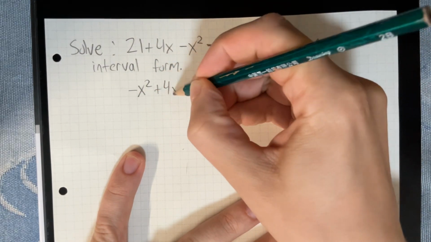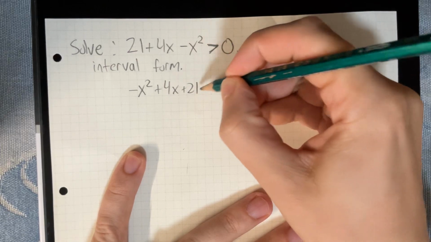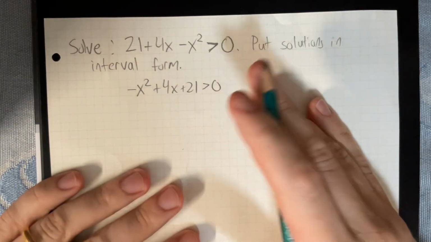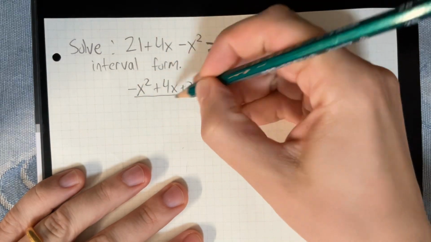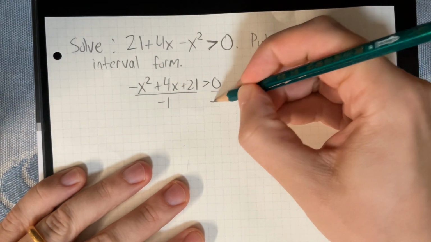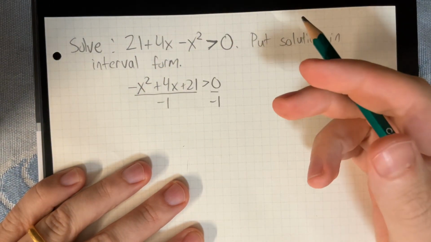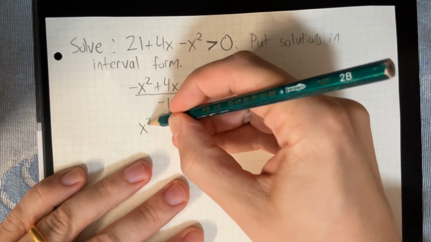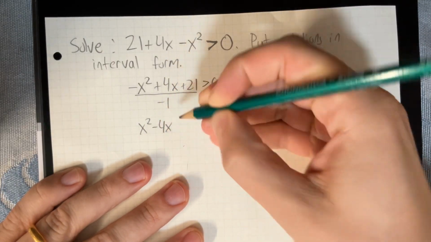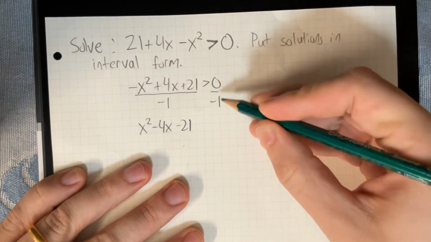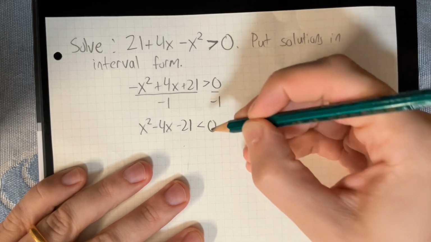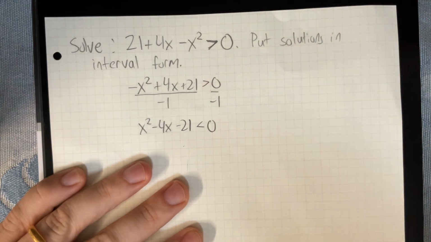I want it to be first in standard form. That's now in standard form. Then, this is not a necessary step, but I like to do it. I like to get the leading coefficient to be positive. So if I divide by -1, I get x squared minus 4x minus 21. And now that's going to flip the sign to less than 0. We'll come back to that at the end.